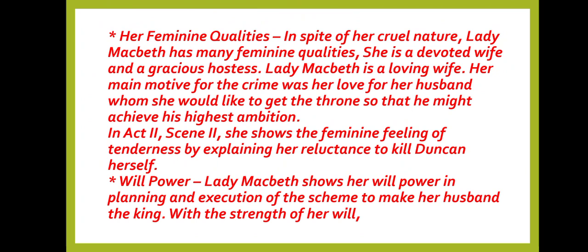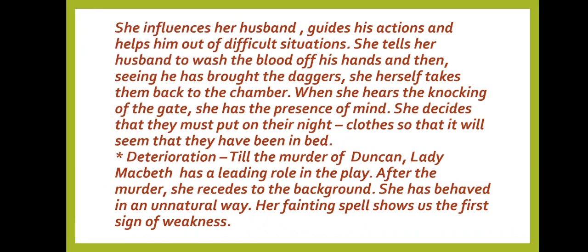Next point is willpower. The next character of Lady Macbeth is willpower. Lady Macbeth shows her willpower in planning and execution of the scheme to make her husband the king. With the strength of her will, she influences her husband, guides his action and helps him out of difficult situations. She tells her husband to wash the blood off his hand, and then, seeing he has brought the daggers, she herself takes them back to the chamber. When she hears the knocking at the gate, she has the presence of mind. She decides that they must put on their night clothes so that it will seem that they have been in bed.